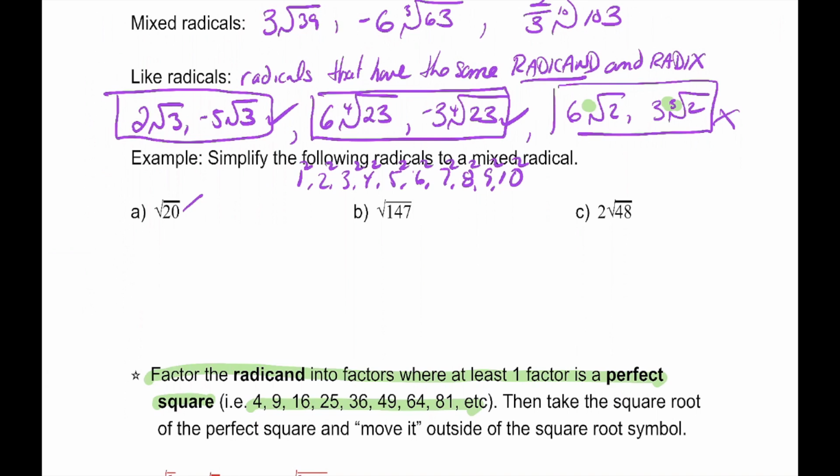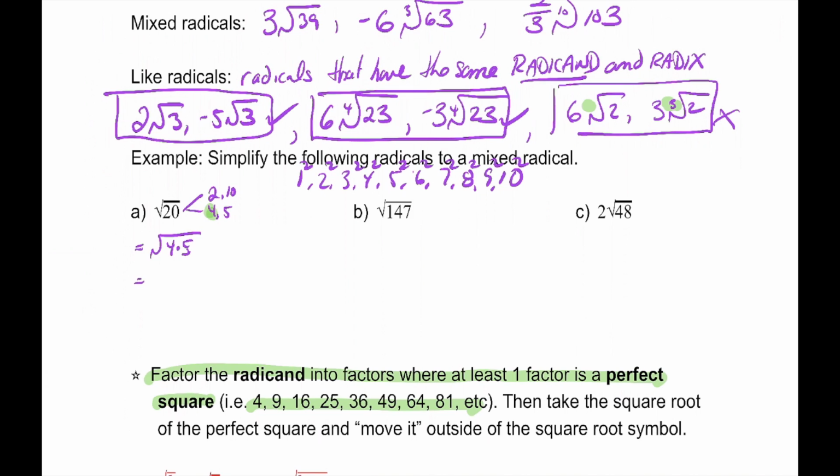There we go. Here, 20 could factor into 2 and 10, but this doesn't help us because neither 2 nor 10 is a perfect square. 20 also factors into 4 and 5. That's the combination we're looking for because 4 is a perfect square. So we can break up that 20 into 4 times 5.